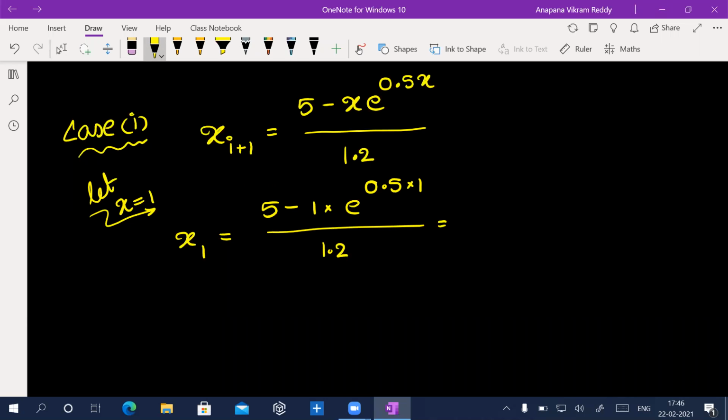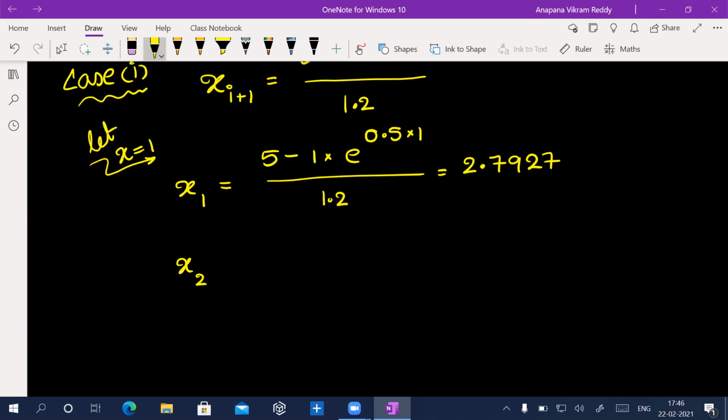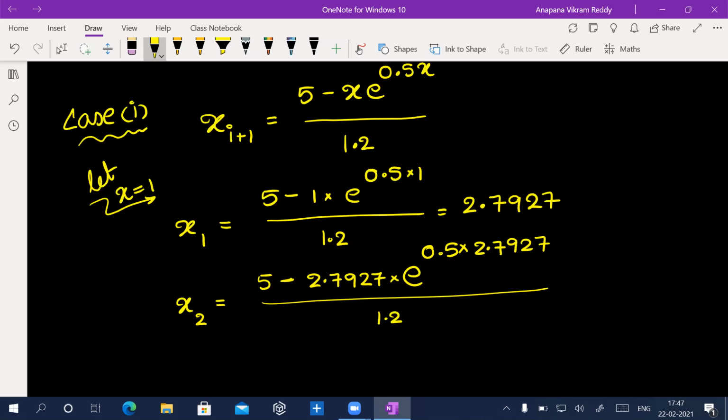So any answer, please? You must get it like this. Did you get it? Yes, sir. Now you are really going, but we have to confirm. Let's confirm after some 2 to 3 iterations. In the very first run, please don't confirm directly. So I just plug in this 2.7927, divided by 1.2.